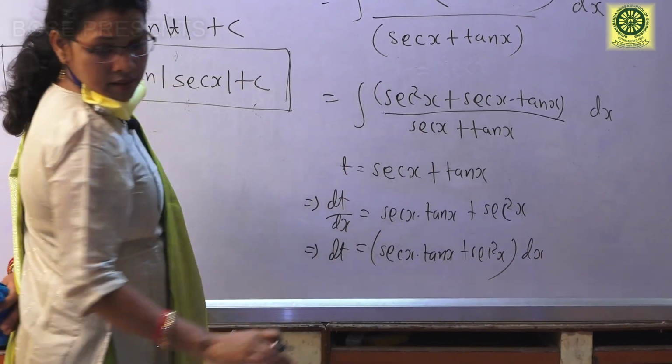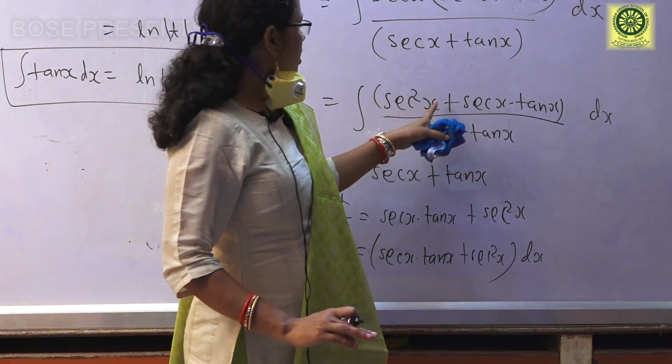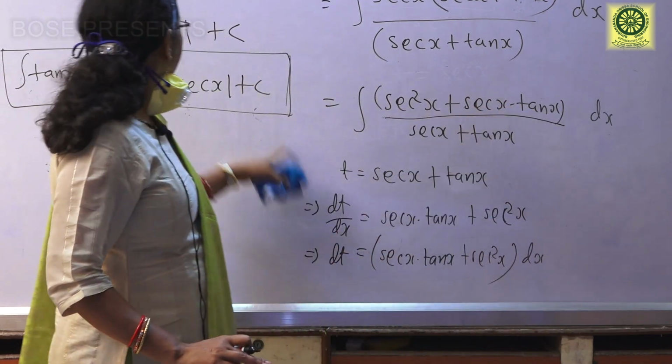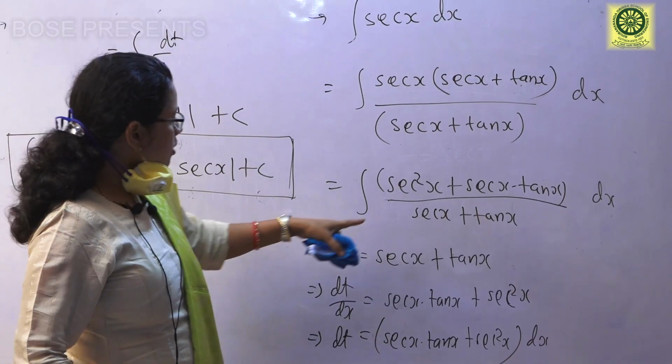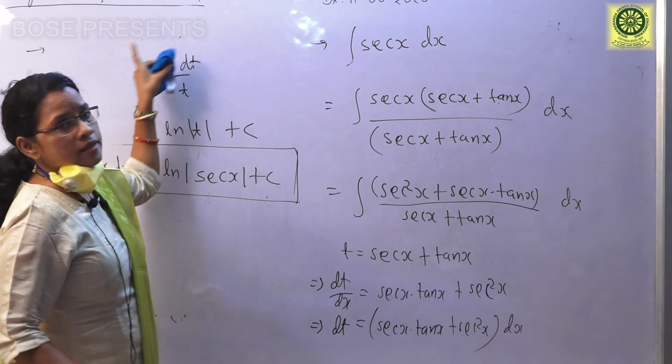Then using this substitution, we just replace this sec square x plus sec x tan x, whole into dx, by dt. We have here dt divided by t, just replace the denominator by t, and we get this integral.